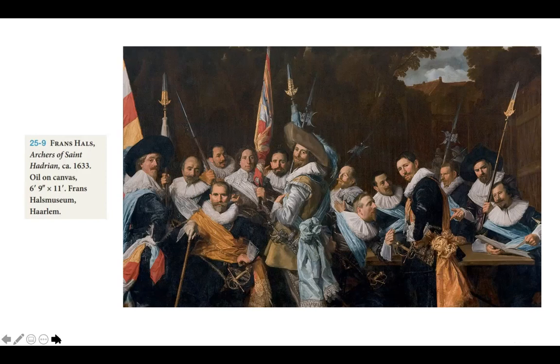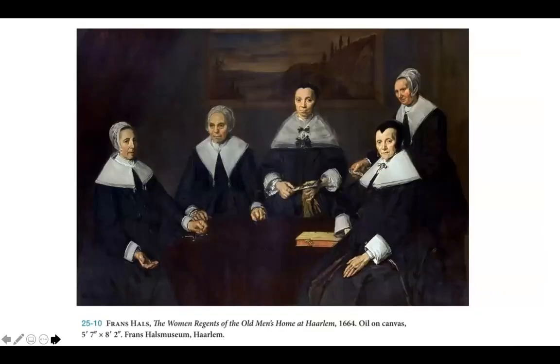So I also wanted to say that it's like they're all part of a group, but they're individual and they stand out on their own. So this is more like what a Calvinist would look like. So this is for the women regents of the old men's home at Haarlem.